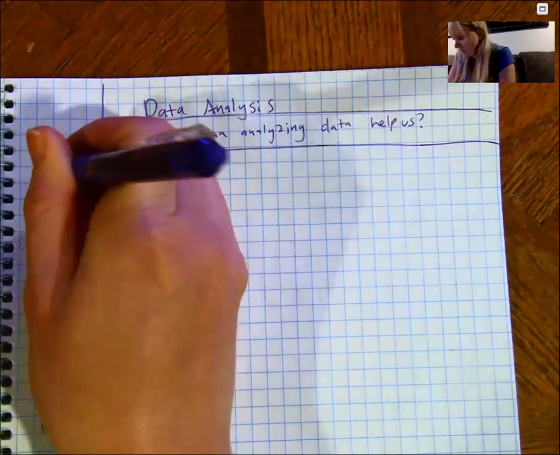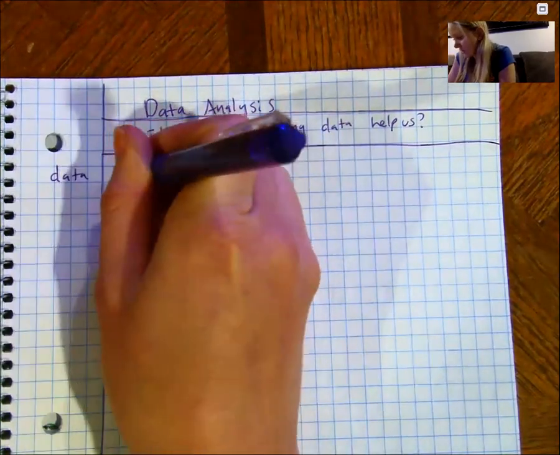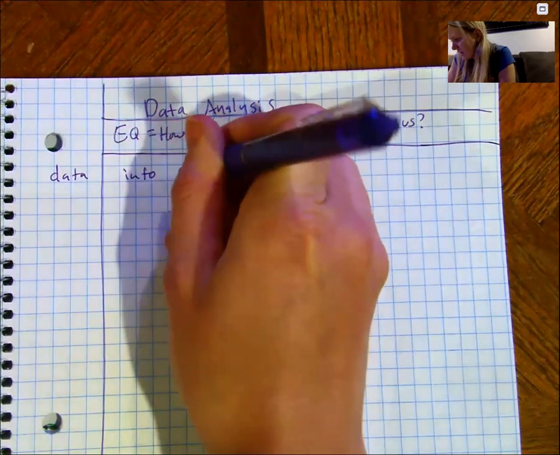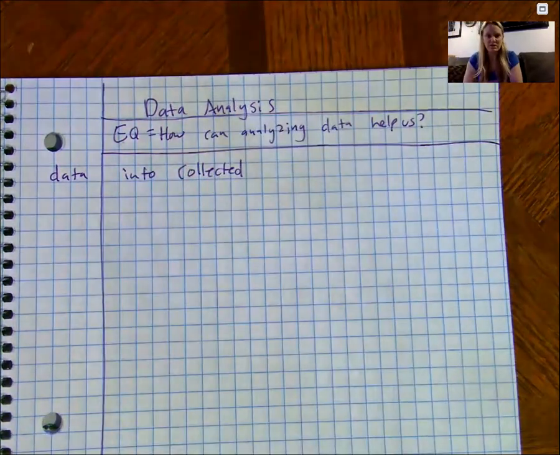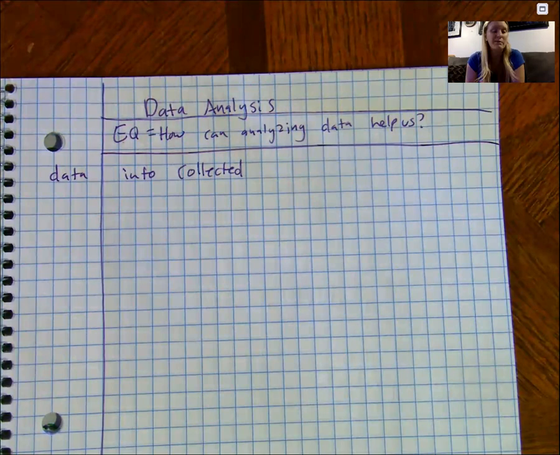All right, so first let's talk about data. Data is just information collected. Okay, could be how old are you? It could be what's your birthday? It could be what is your favorite color? It could be how many siblings do you have? How many times have you been out of state? It could just be any time you collect information on a question.